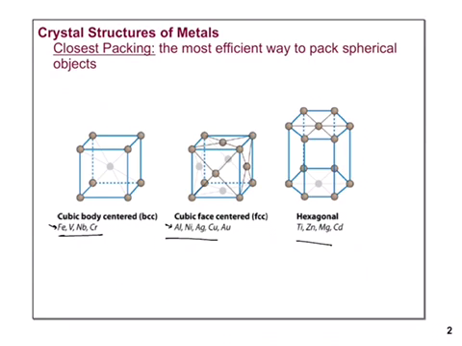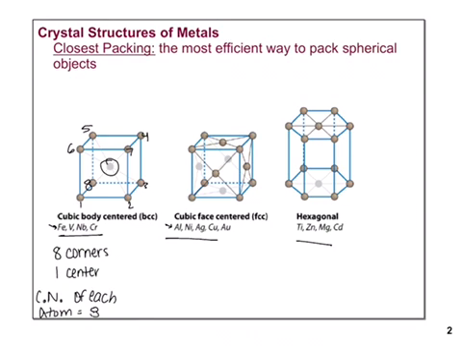So with cubic body centered, there's 8 corners. So 1, 2, 3, 4, 5, 6, 7, and 8 is back there. And there's 1 atom in the center. So right there. The coordination numbers, I'm going to just call them CNs, of each atom is going to equal 8, because there will be 8 of the opposite charges around that.